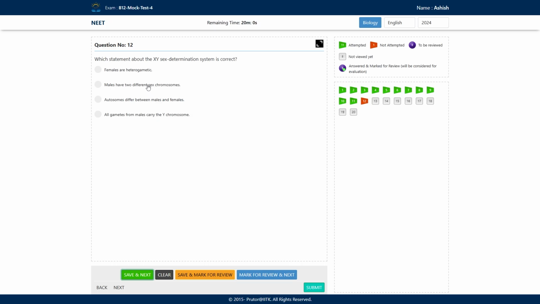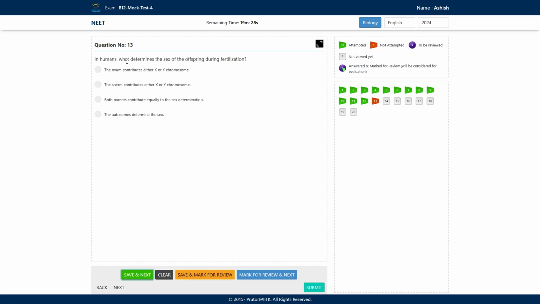See what happens in the XX-XY sex determination system. Males have one X and one Y chromosome. Females have a pair of X chromosomes. So males are heterogametic. They are producing 2 kinds of gametes. Females are homogametic. They produce only 1 kind of gamete. Okay, so option number B will be correct. Males have 2 sex chromosomes, one X and one Y chromosome. That's why they are producing 2 kinds of sperms. Half of the sperm will have X chromosome, half of the sperm will have Y chromosome.